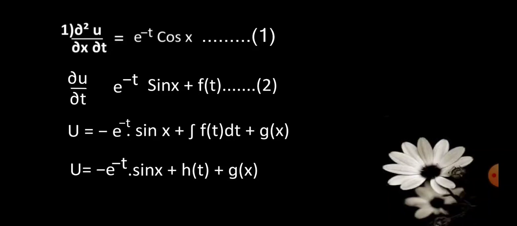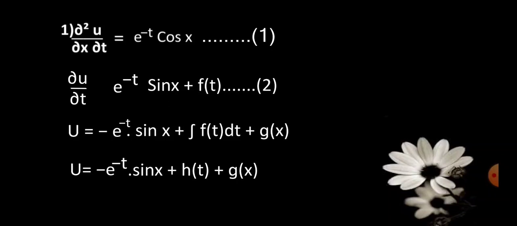First we will integrate equation number 1 partially with respect to x. Then ∂u/∂t is equal to, when integrating with respect to x, we consider t a constant. Therefore e^(-t) times the integration of cos x, which is sin x, plus a constant of integration, that is a function of the other variable. Since we integrate with respect to x, the constant of integration will be a function of t.